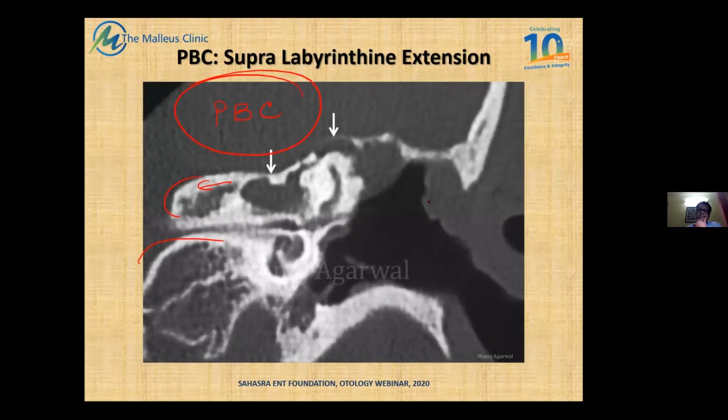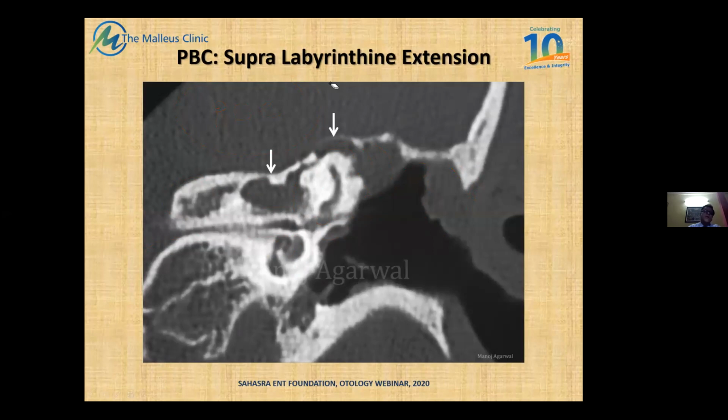So you can very well see you have this soft tissue shadow here. The outer cortex is eroded. You have this soft tissue shadow here, which is above the superior semicircular canal, going medial to the labyrinthine block. This is the labyrinthine block. This is the lateral semicircular canal. This is the vestibule, the cochlea, the internal auditory canal. And beyond that, the cholesteatoma is extending towards the petrous apex. So this is a petrous bone cholesteatoma.